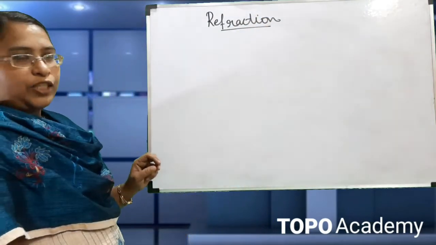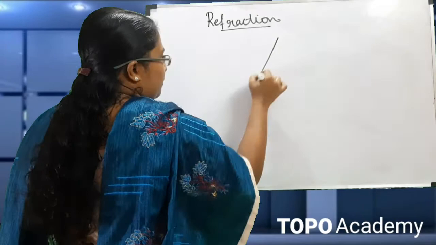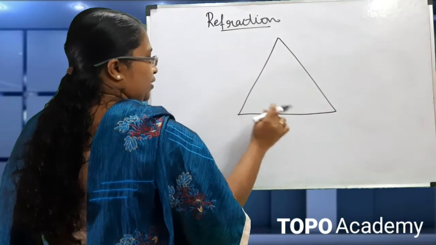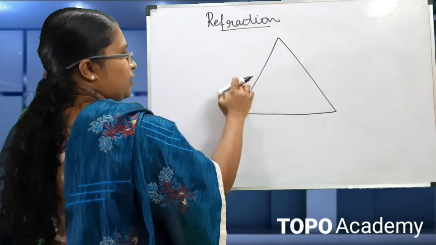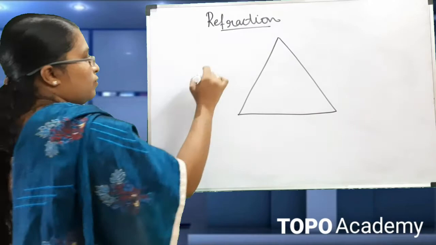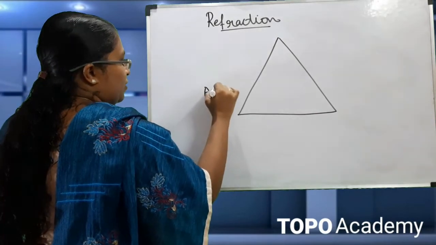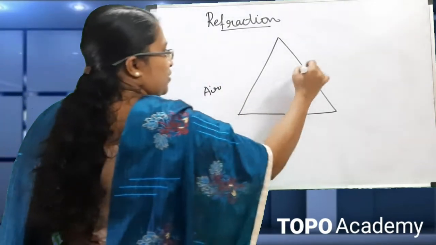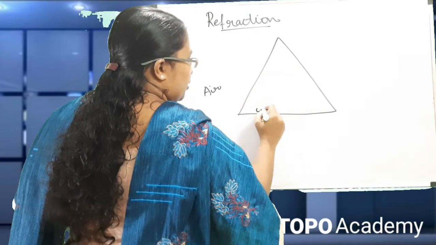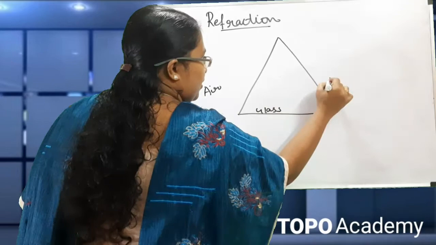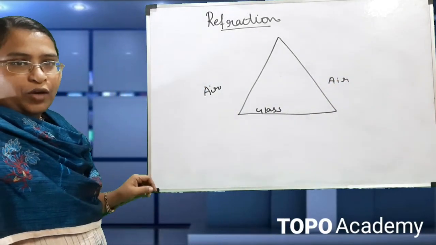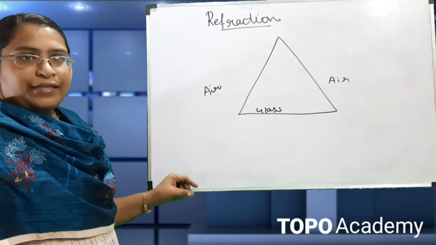Refraction through a glass prism. So this is the glass prism, triangular in shape, and this is the base of this glass prism, and these are the refracting surfaces of the glass prism. Here this is the air medium, this is the glass medium, and this is the air medium. So air medium is the rarer medium and glass medium is the denser medium.